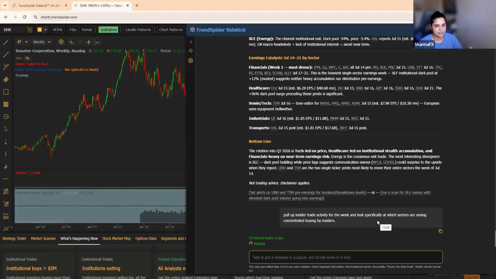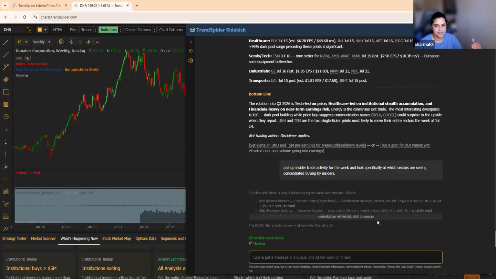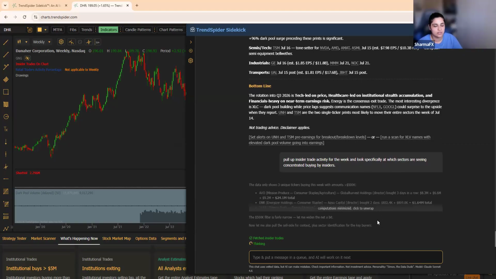And like I said, insider trades tend to be one of the most underused data points in retail trading. It's not because the data is hard to find, but because most traders don't know how to read it in the context of the bigger picture. A single insider sale means nothing. Insiders sell for hundreds of different reasons. It could be tax planning, diversification, or personal liquidity. So one sale here is really just noise.